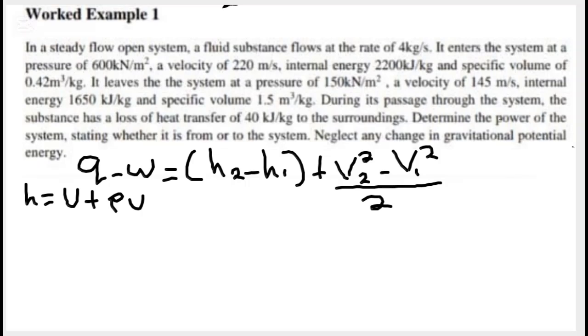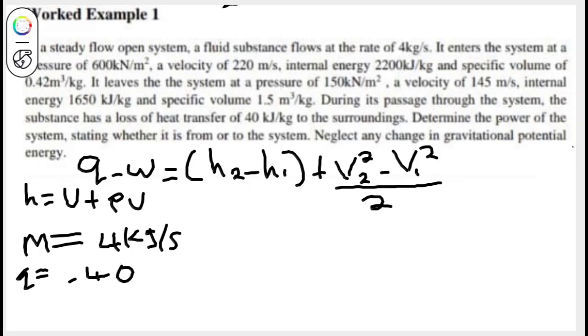So the next thing that we are going to do, we have to figure out the data. The first thing, we have the mass flow rate as 4 kg per second. And also we have the heat loss, which is Q. We have negative because the substance has a loss of heat, because it says has a loss of heat transfer. So therefore we have to say it is negative 40 kilojoule per kg.